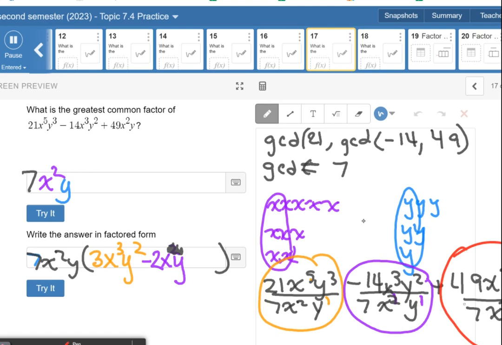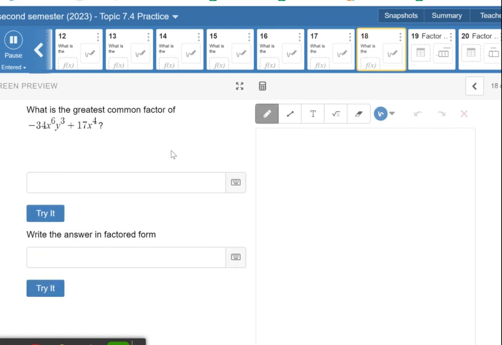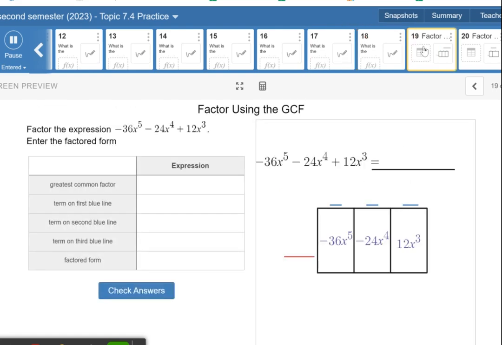And then the last term, a positive 49 divided by 7 is 7. x squared over x squared becomes x to the 0. We don't need to write it. y divided by y is y to the 1st, y to the 0, and you don't need to write that as well. So when you're doing this, make sure you're as precise as possible so you don't make any mistakes like I just did. 18 is very similar. And then 19 is trying to show you how it is related to your assessment yesterday.